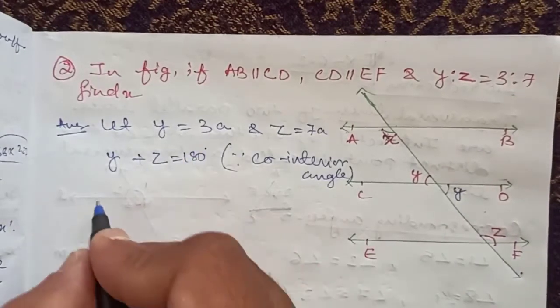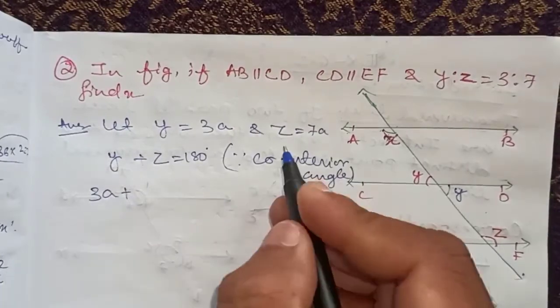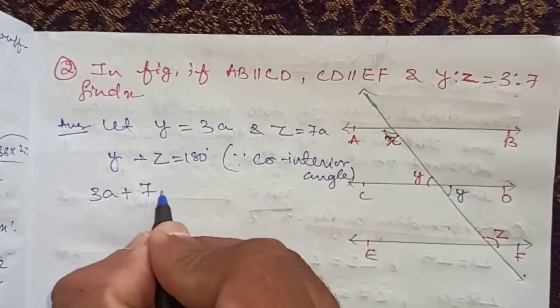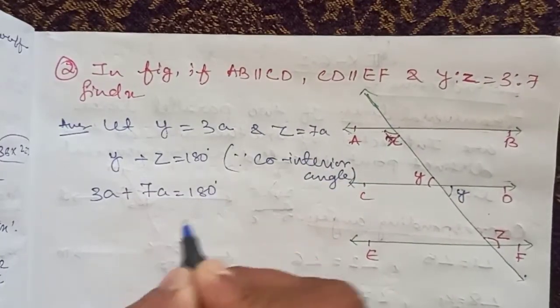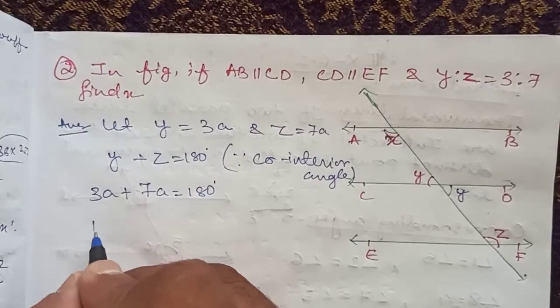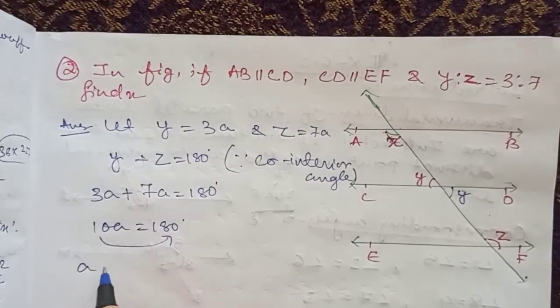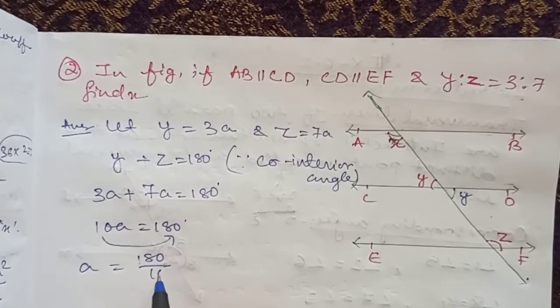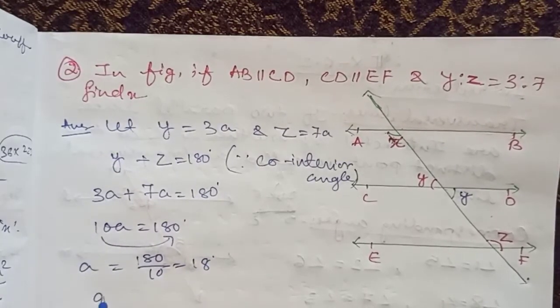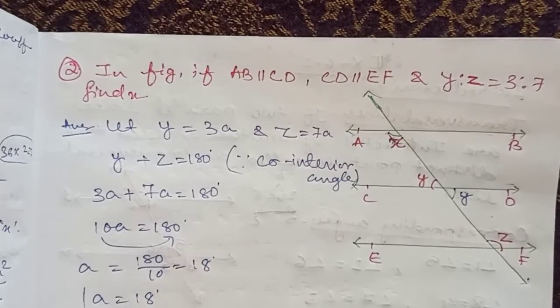What is y? Y is 3a. What is z? Z is 7a, and the sum equals 180 degrees. 3a plus 7a is 10a equals 180 degrees. Divide by 10, a equals 180 by 10. How much will we get? 18 degrees. That is, a equals 18 degrees.